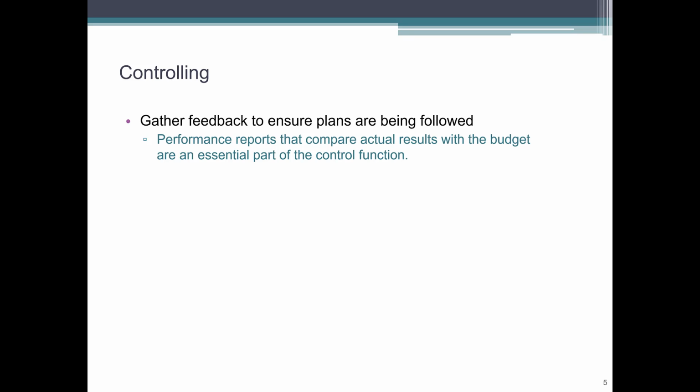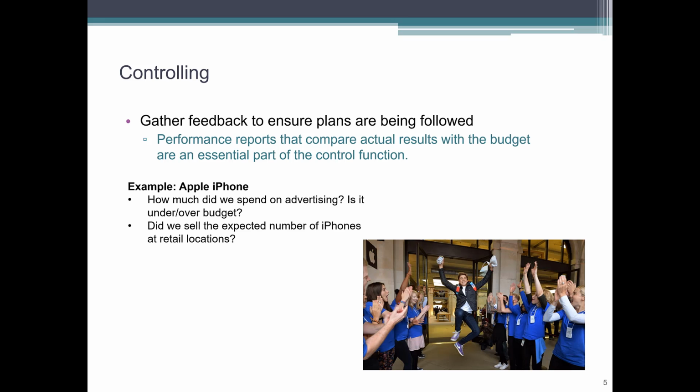Controlling. Controlling involves gathering feedback to make sure plans are well followed. Part of the control process includes preparing performance reports. A performance report compares budgeted to actual results to improve future performance. Let's continue Apple's example. Managers need to know how much they spent on advertising. Is that under or over budget? Did they sell the expected number of iPhones at retail locations?